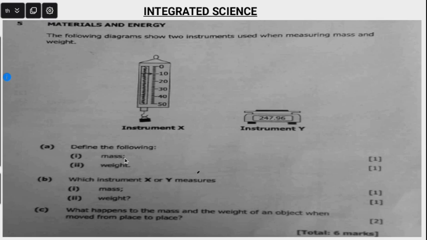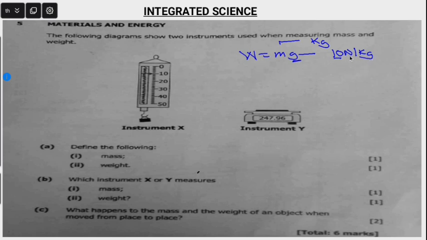Before I define what mass and weight is, you need to know the relationship between weight and mass. Weight is equal to mass multiplied by gravity. Usually mass is measured in kgs, the SI unit for mass. Gravity is usually 10 newtons per kg. This one is constant, it doesn't change. You need to know this value, and the SI units are newtons per kg.